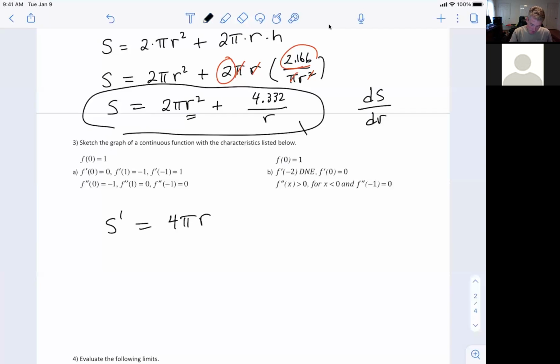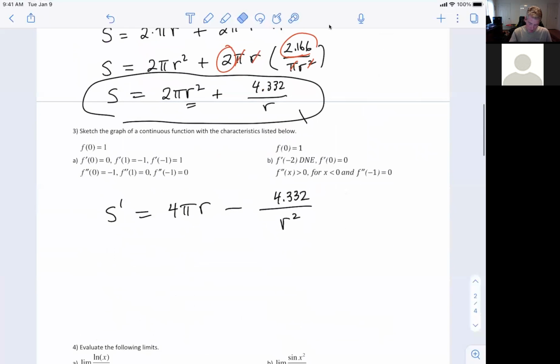And then the way that I look at this one is, I know that the derivative of 1 over x is negative 1 over x squared. So that's one of the derivatives that shows up a lot, so I just remember that one. So that means this one is going to be negative 1 over r squared, and the constant 4.332 just stays there. Then set the derivative equal to 0, and supposedly we're going to get 0.701 as the answer.